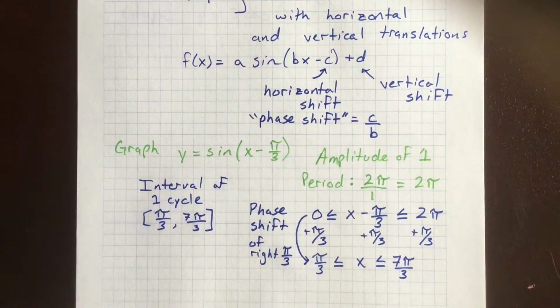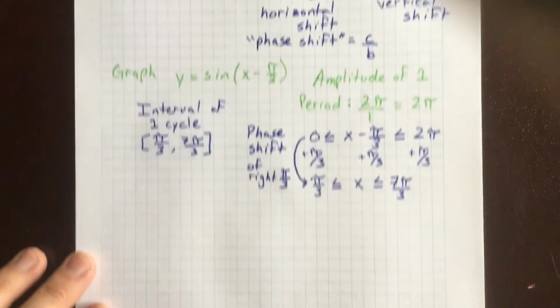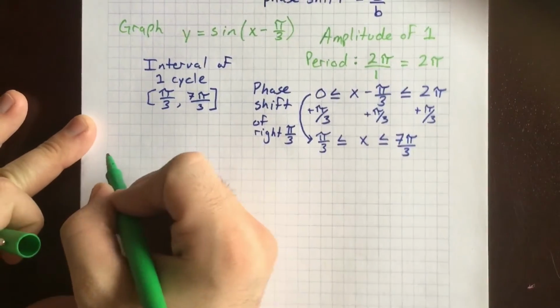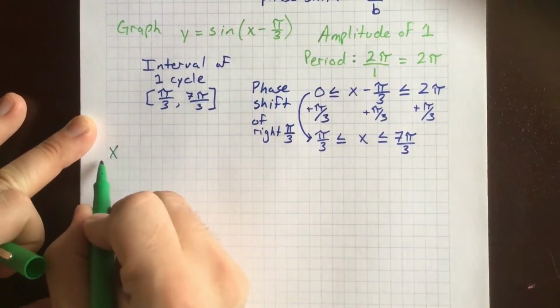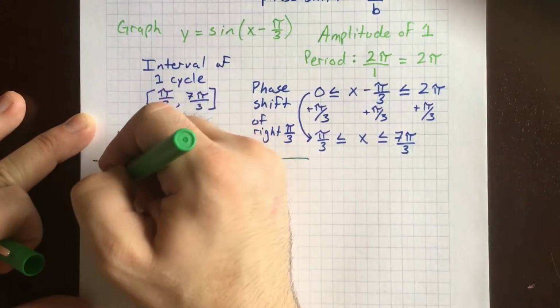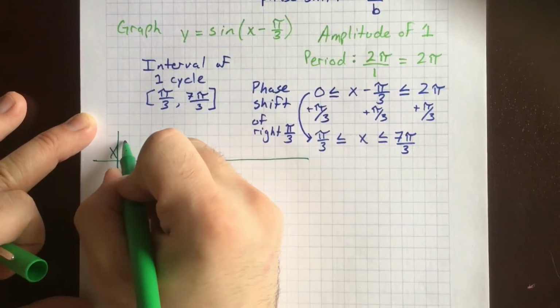Now, thinking back to what we had to do in the previous lesson, we made a little table to help us graph. So we have x. We know we're starting here with pi over 3.